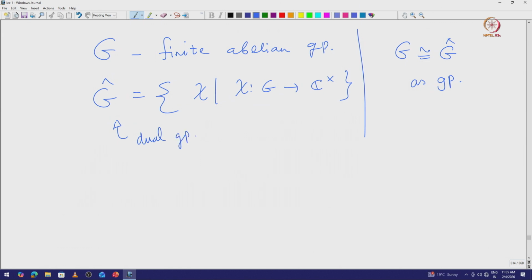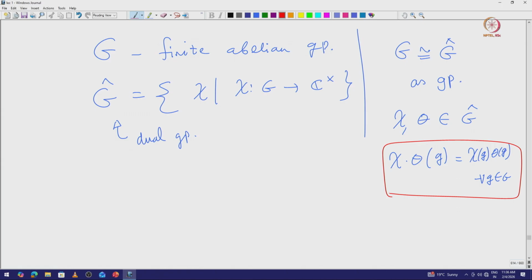And recall the multiplication that is defined on the dual group. Given chi and theta in G hat, chi times theta is defined to be just the pointwise multiplication: chi theta of g is chi of g times theta of g for all g in G. So, this is how the multiplication is defined. So, G hat is an abelian group of order cardinality of G, and G and G hat are isomorphic.